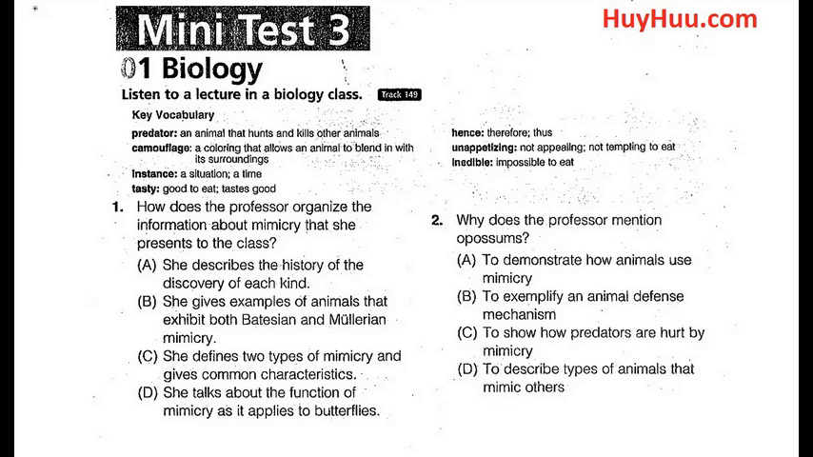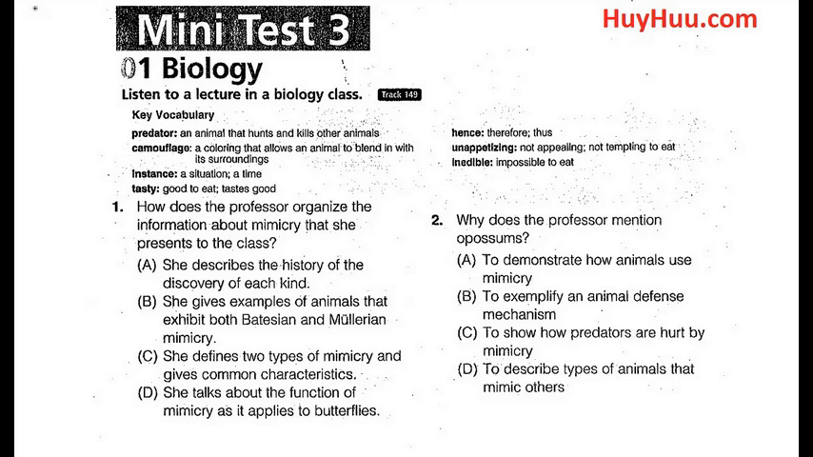1. Biology. Listen to a lecture in a biology class. Our next topic is mimicry in animals. See, in nature, animals have different ways of defending themselves from predators. Some animals change their behavior to become less appealing to those that are hunting them, such as when an opossum plays dead. But others have an evolutionary defense mechanism through which they are able to change their appearance in order to discourage predators. This is called mimicry.